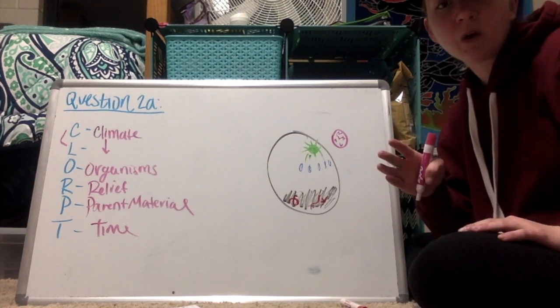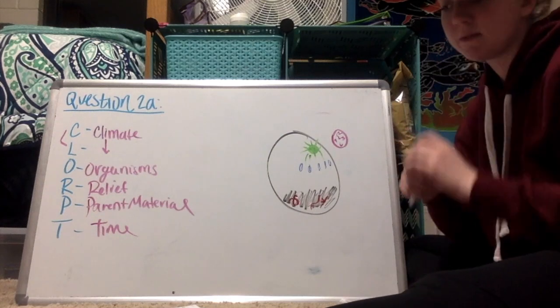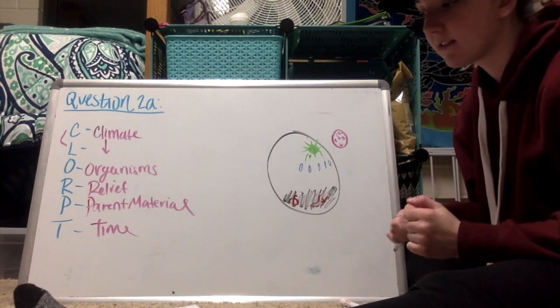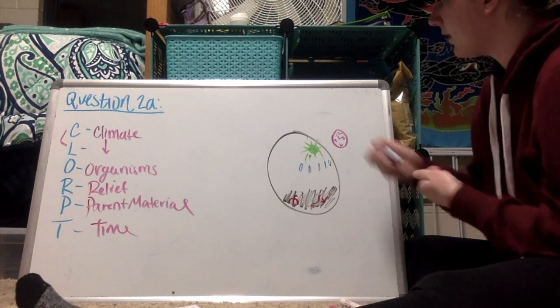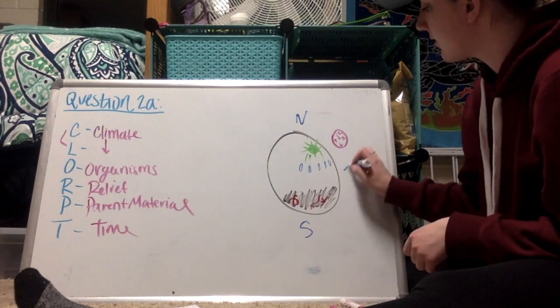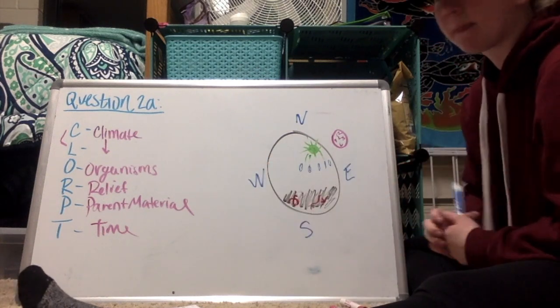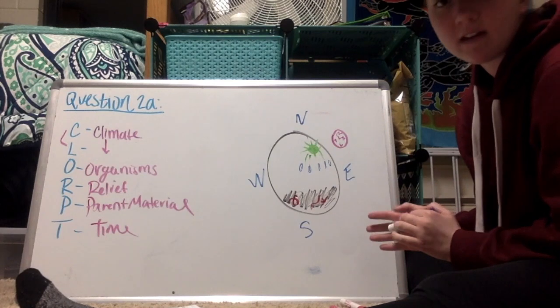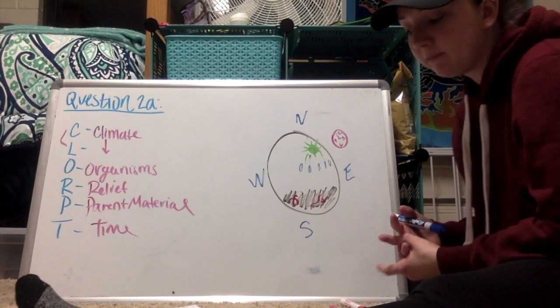Because it takes time for the soil to become rich and fertilized. And then I'm also going to draw a compass: north, south, east, west. And there we have it. That is considered our soil formation model.